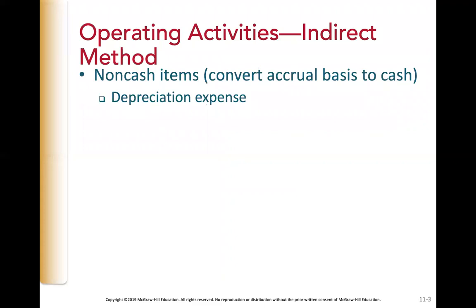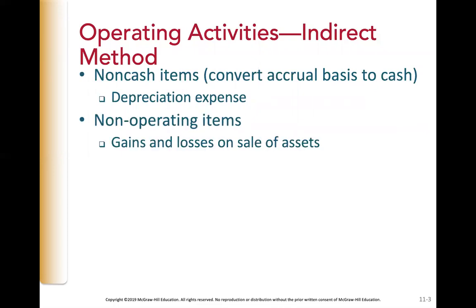From net income, we need to remove any accrual amounts so that only the cash portion remains. The first adjustments that we make are for non-cash items. These items include revenues and expenses that never affect cash, for example, depreciation expense. Next, we remove non-operating items. These items include gains and losses from the sale of long-term assets that do not affect operating cash flows. Common examples are gains and losses on the sale of land, buildings, and equipment.